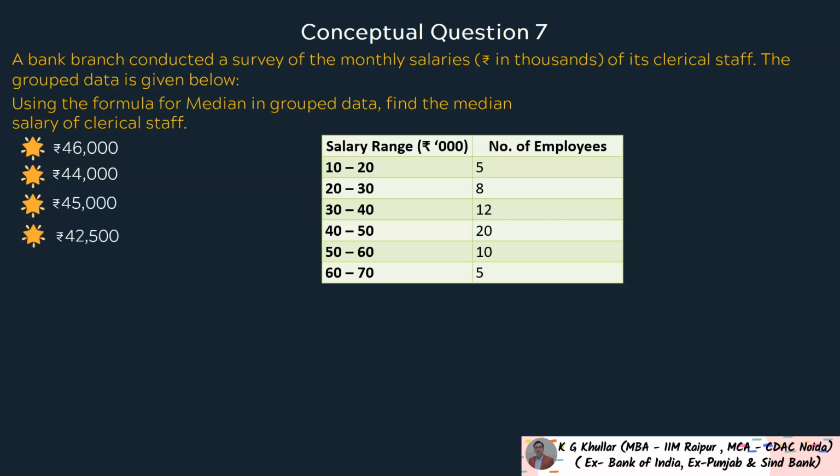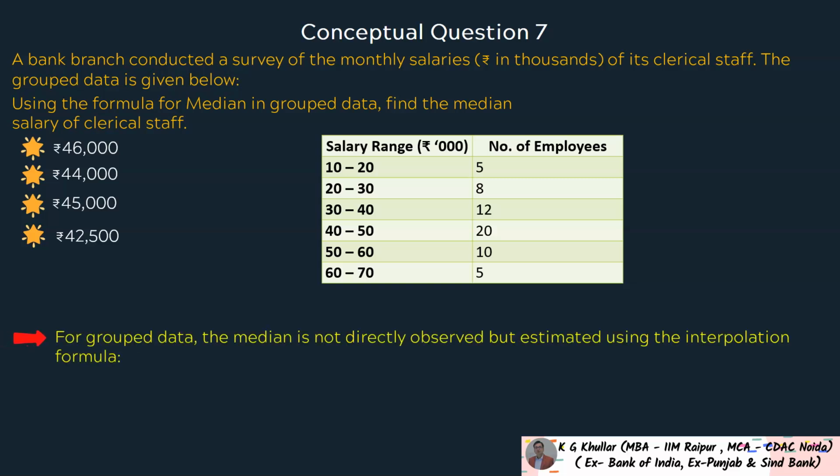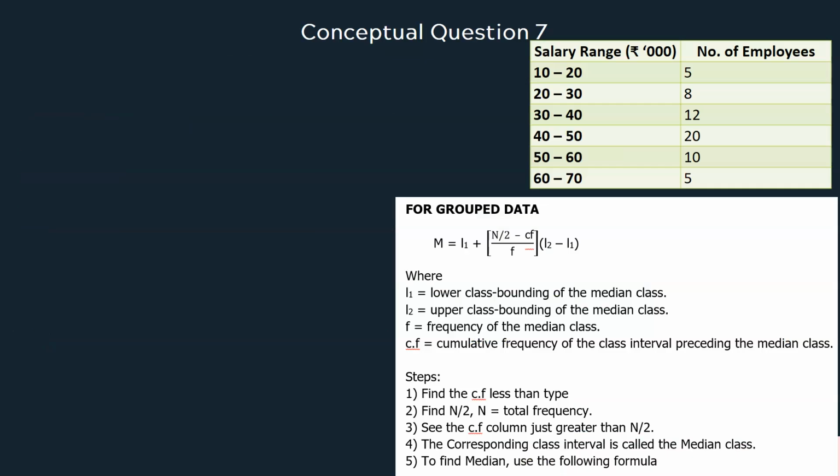Now friends, if you see my ABM notes or even your textbook, you will see that for the group data, the median is not directly observed, but it is estimated using the interpolation formula, which is m equals L1 plus n divided by 2 minus c multiplied by f, whole of this divided by f, and multiplied by L2 minus L1, where L1 is the lower boundary of the median class, L2 is the upper boundary of the median class, f is the frequency of the median class, c multiplied by f is the cumulative frequency before the median class, and capital N is the total frequency. So let's calculate all these values one by one.